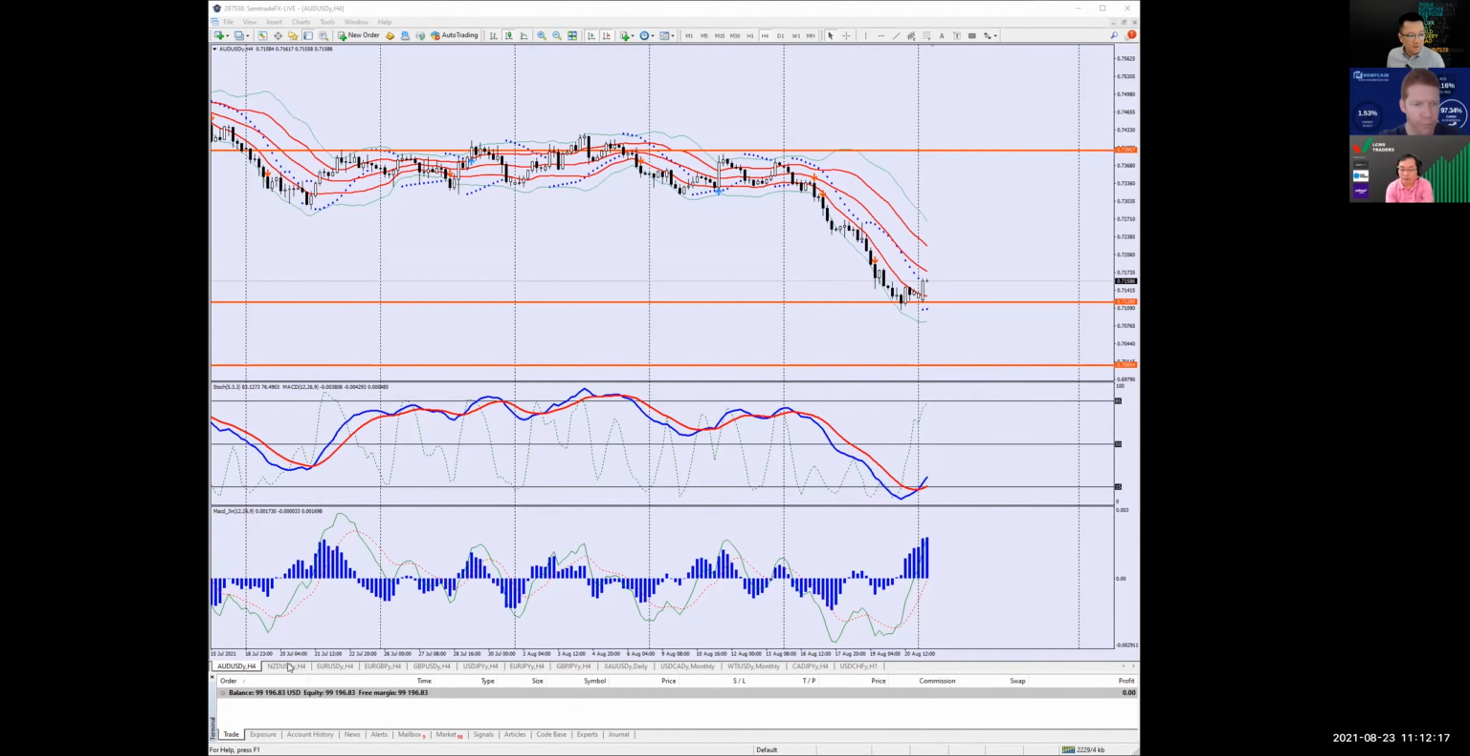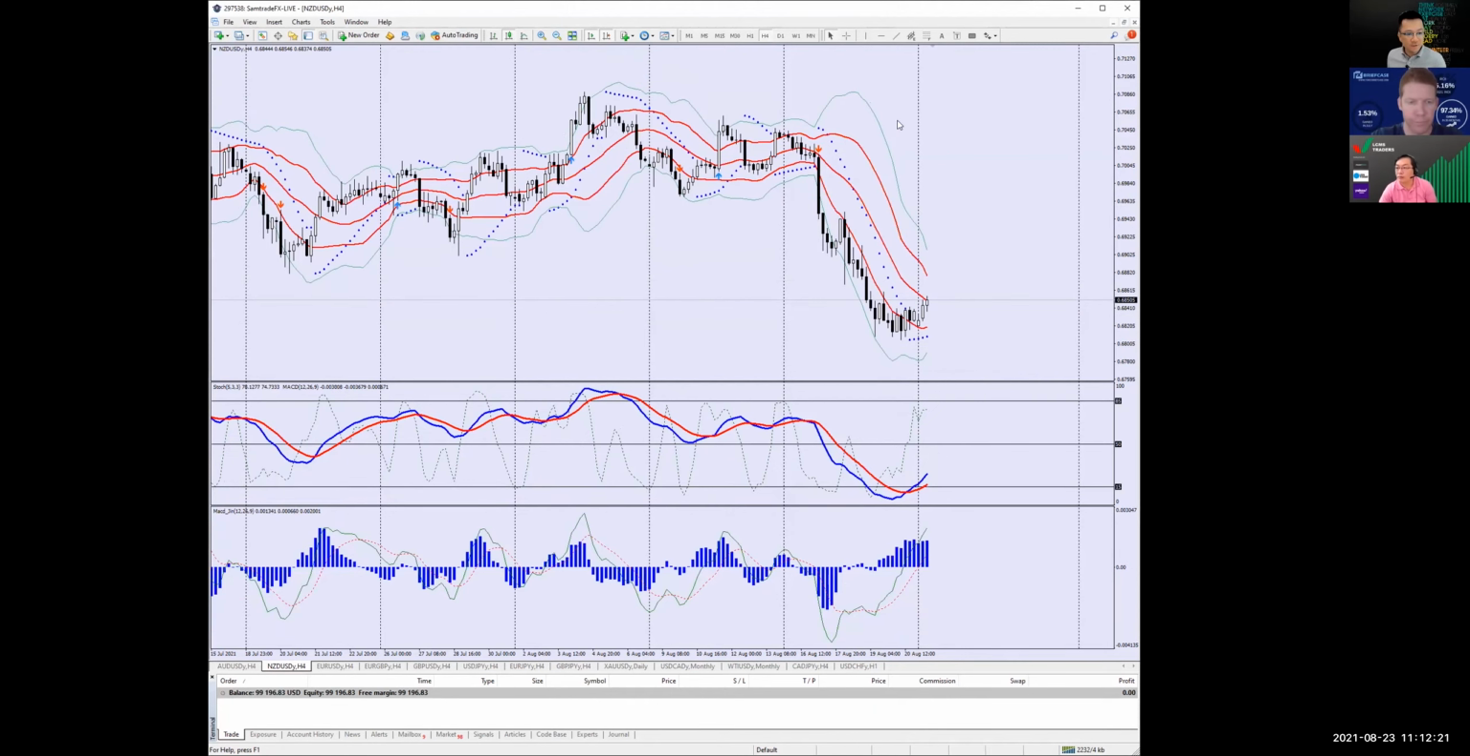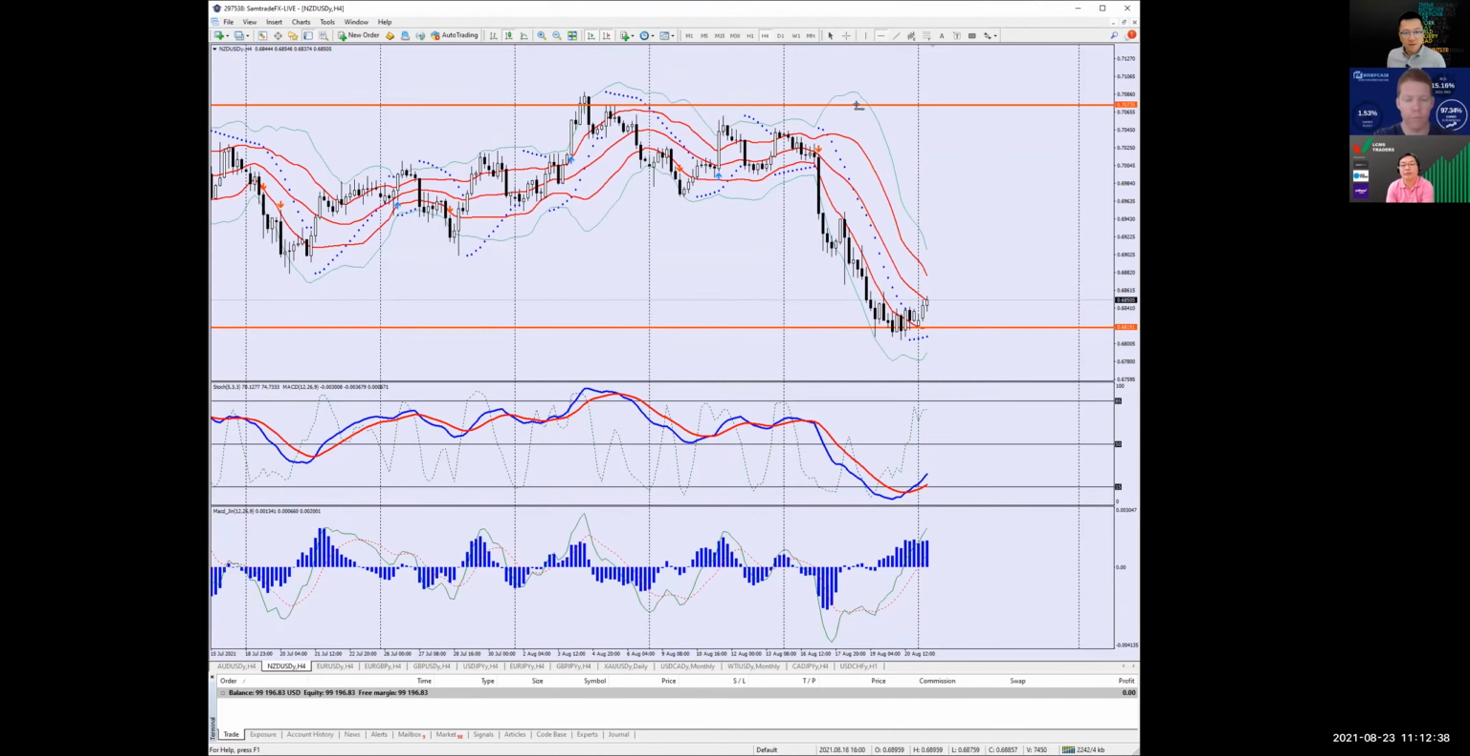Let's go to another example. The New Zealand dollar on the H4 time frame here. Again, quite similar to the Aussie dollar. I've got a support level at about 6820, at about there. Next resistance level, highest point on this view, is at about 7073. Again, the same as the Aussie dollar.